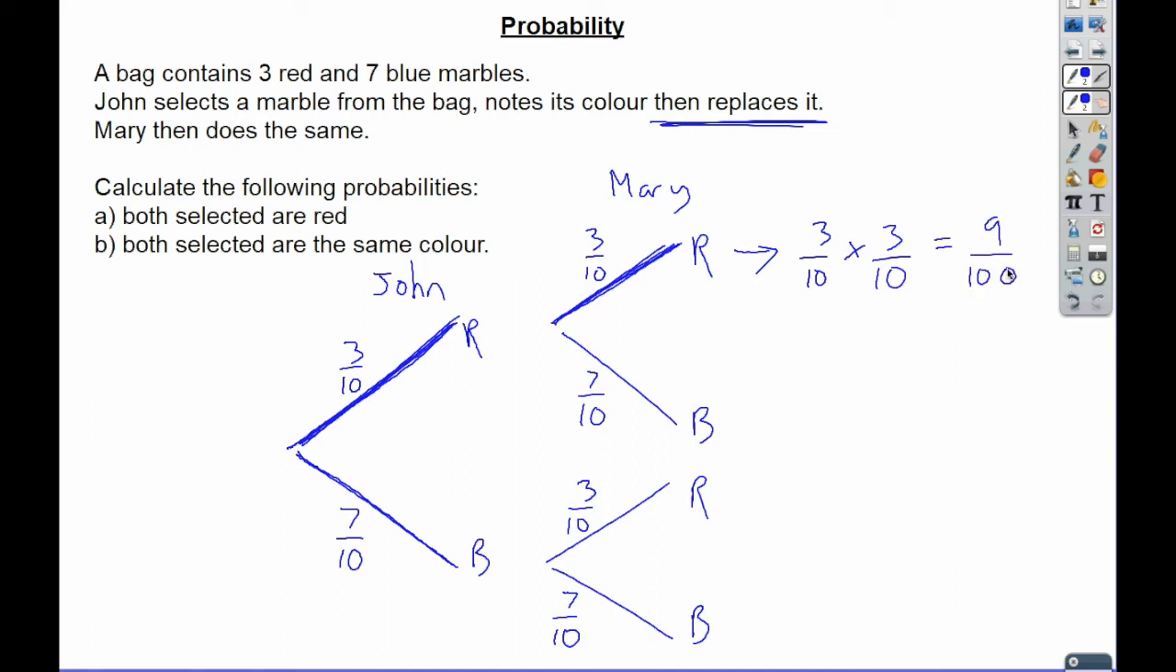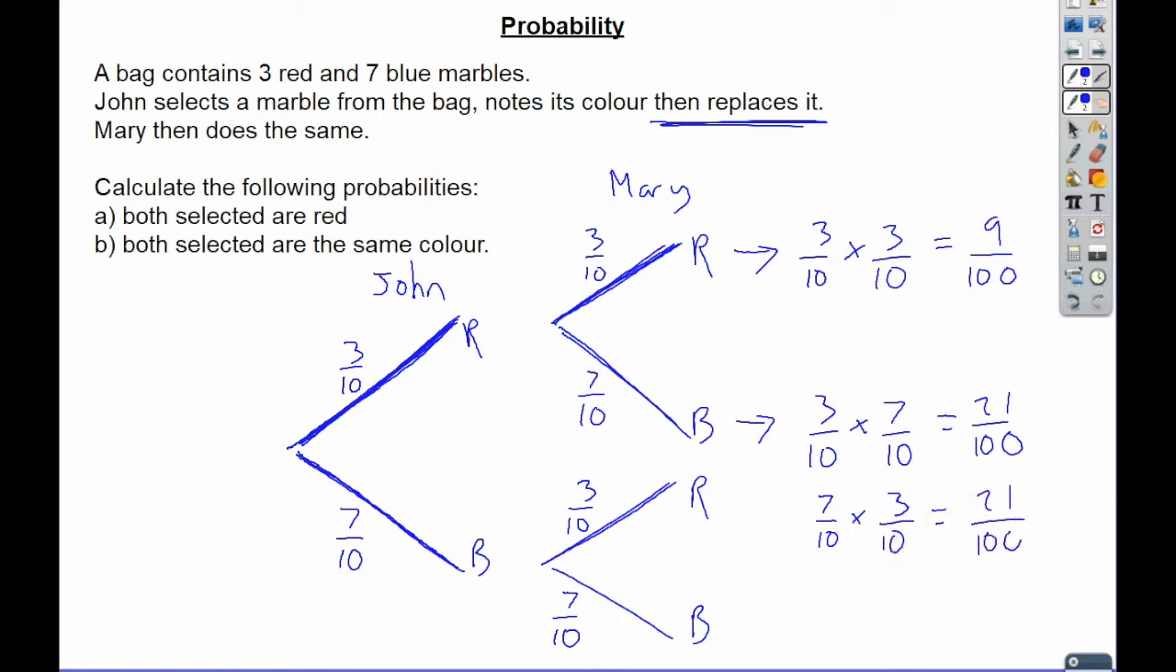Next, what else could happen? Well, John could have chosen a red, followed by Mary choosing a blue. And that probability is calculated as follows: 3/10 multiplied by 7/10. And that answer gives us 21/100. Another possibility, I'm hoping you're working ahead of me, is blue followed by red, which is 7/10 multiplied by 3/10. Of course, it's the same answer, but the order is different, and so it does actually matter which order you're doing it in. And then finally, John could have blue followed by Mary could have blue, and that is 7/10 multiplied by 7/10. And the answer to that is 49/100.